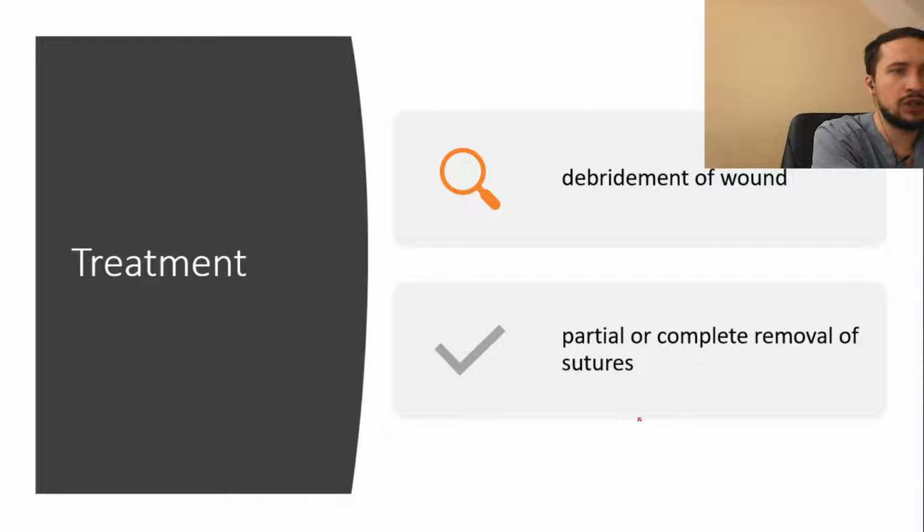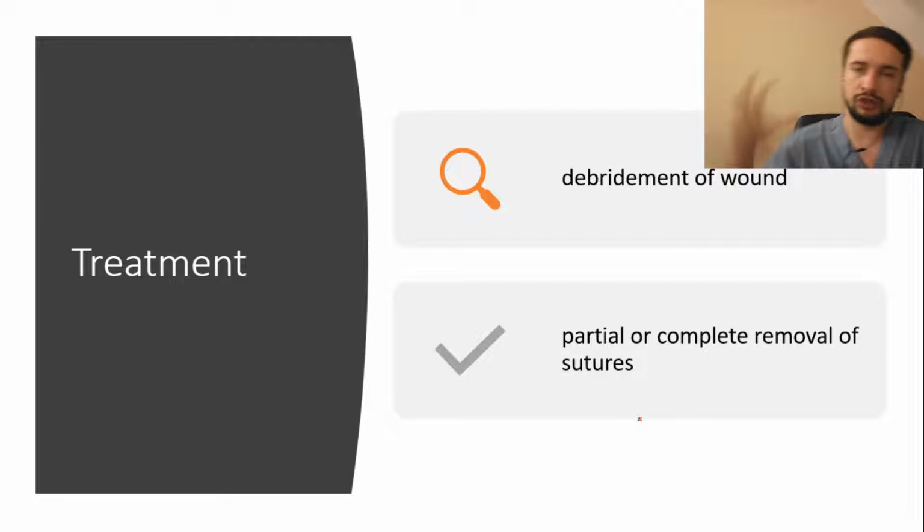How will we treat patients? If we see some indication of wound infection, we need to do debridement of the wound, and if needed, we will remove sutures, all sutures or some sutures. And then we will work with this wound like with a purulent or suppurative wound.